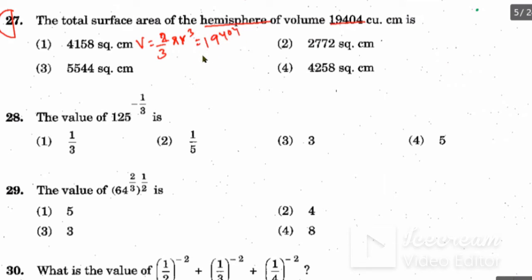So you can find r from here. r will be equal to the cube root of 19404, and the rest of the things will be shifted to this side, so it will be multiplied by 3 by 2 and by 7 by 22. Now you can cut it. In school examinations, every calculation is very easy, so everything will be reduced. Every big number is divisible by the other number.